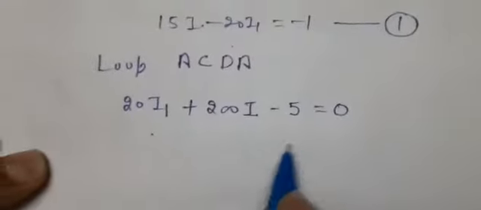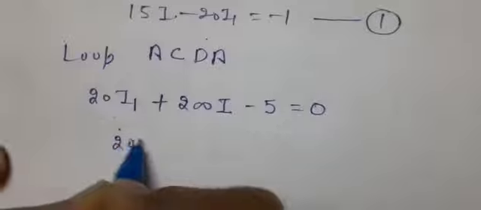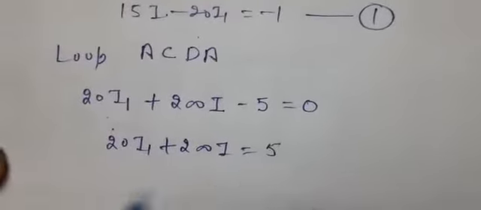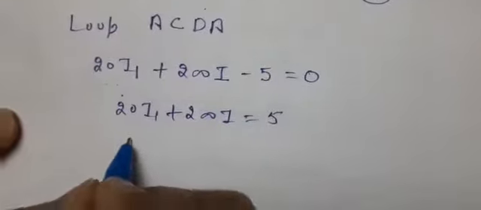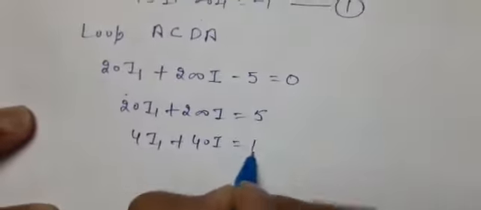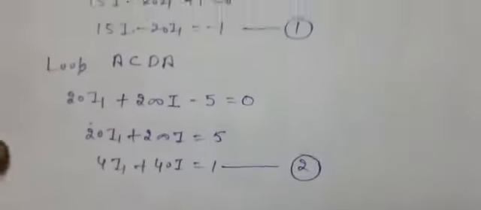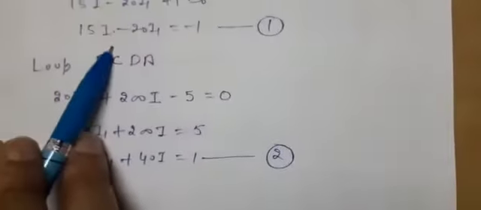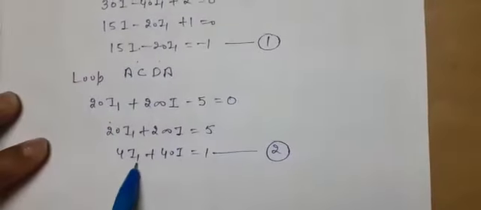So now what will be the equation? This is the equation which I have obtained. So here 20 I1 plus 200I will be equal to 5. Then dividing both sides by 5, it is 4 I1 plus 40I, this is equal to 1. Now we have equation 1 and equation 2.